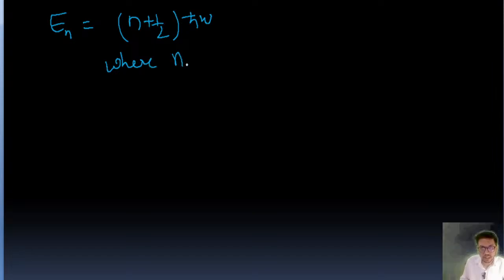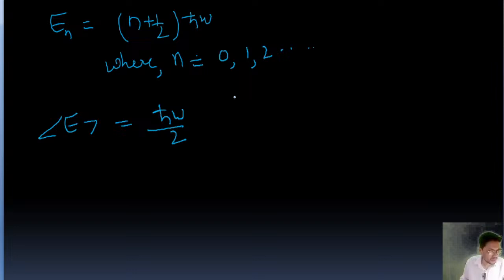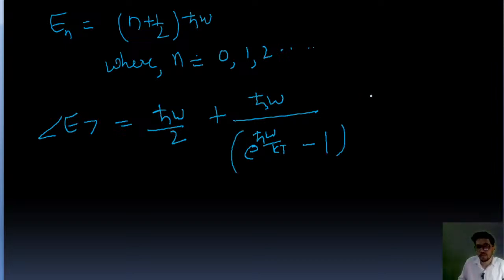Their energy is given by E_n equals (n plus half) h-bar omega for a quantum harmonic oscillator, where n equals 0, 1, 2 and so on. The average energy for one oscillator is h-bar omega by 2 plus h-bar omega upon e to the power h-bar omega upon kT minus 1.